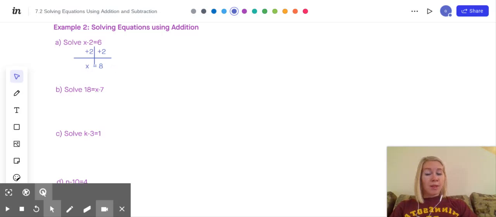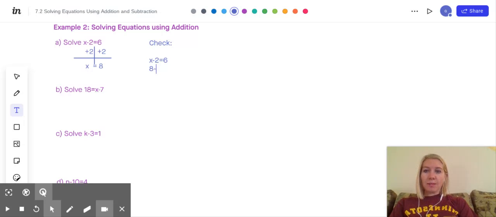Now, if you want to, we can check the solution to see if it works, because now we know what x equals. So check. What we can do is substitute 8 for x in our original equation. Remember, our original equation was x minus 2 equals 6. So we're going to substitute 8 for x. It's going to be 8 minus 2 equals 6.